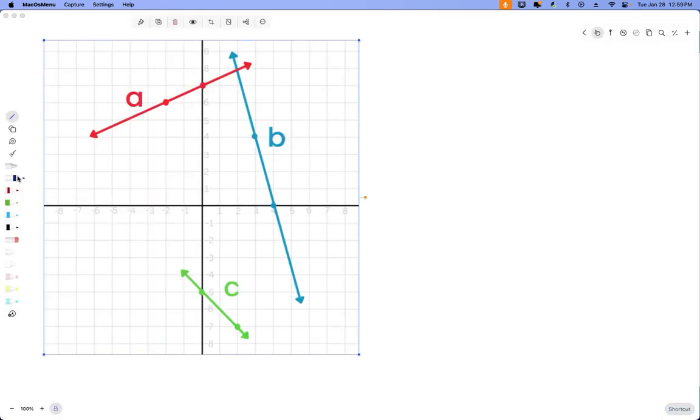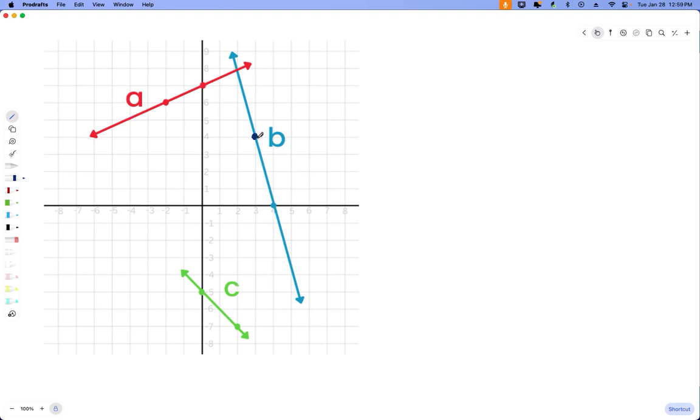All right, so if we look very carefully, we see there's a point here, and there's a point here. And if we identify those points, we've got 3 and 4, and we've got 4 and 0, because this is 0 on the y-axis, and it's 4 on the x-axis, so 4 and 0.